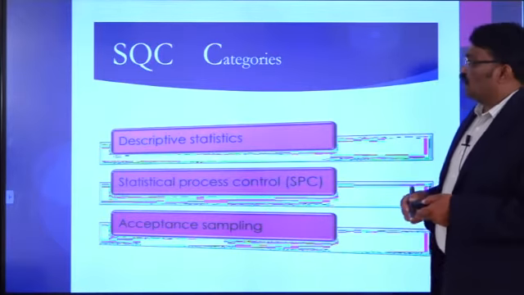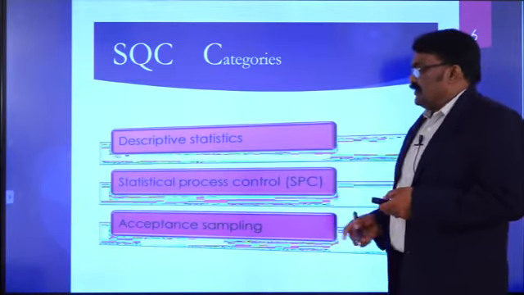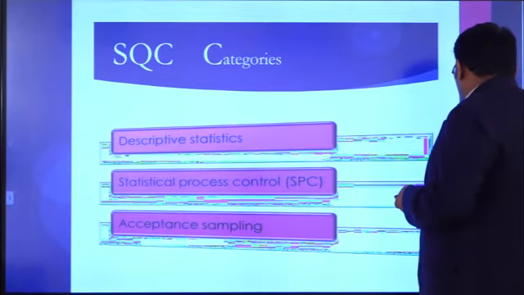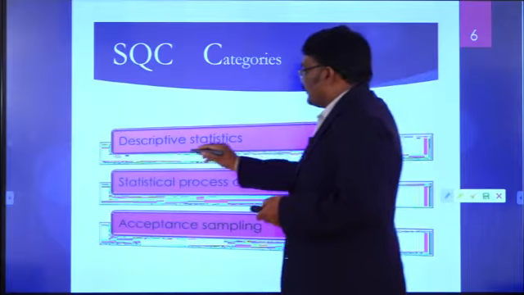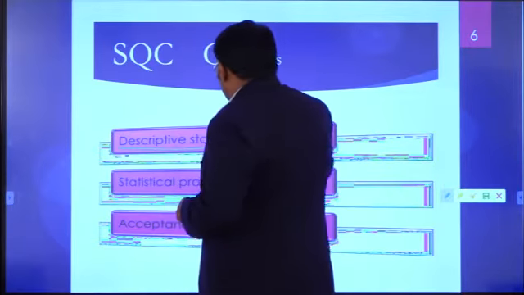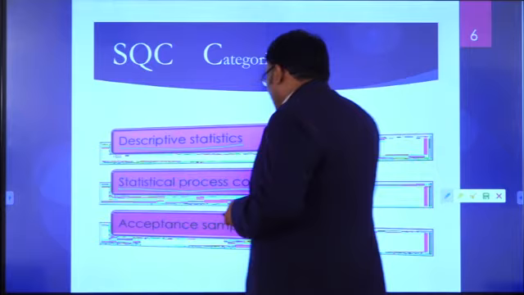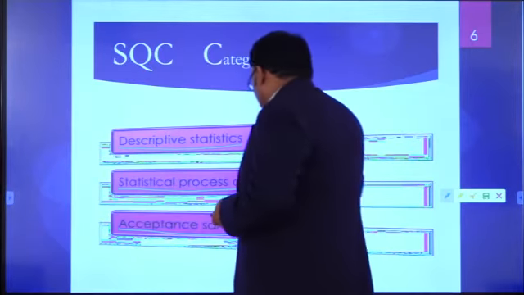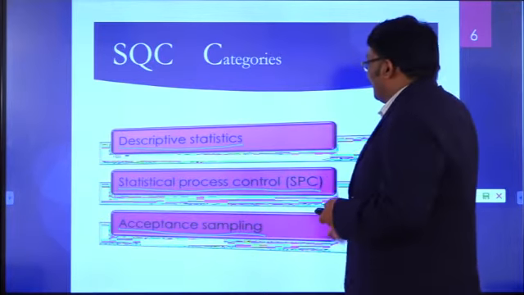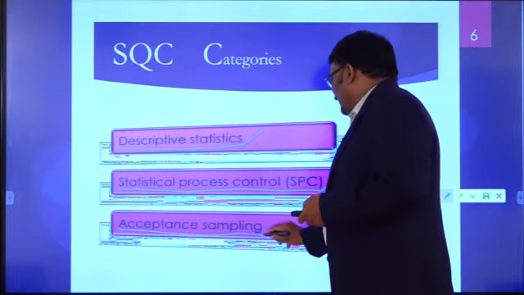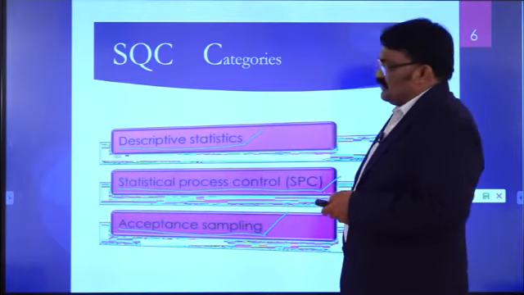Statistical quality control is categorized into 3. The categorization is descriptive statistics, statistical process control, and acceptance sampling. All these 3 are important. These 3 are the ones which define statistical quality control.